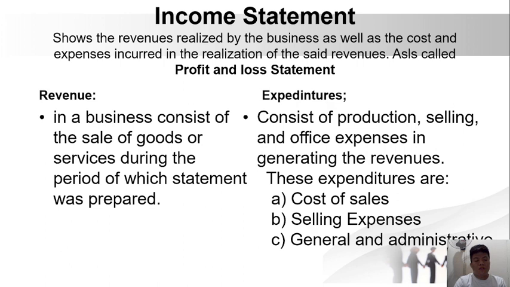The income statement shows the revenues realized by the business as well as the costs and expenses incurred in the realization of the said revenues. It is also called the profit and loss statement. Revenue in a business consists of the sales of goods and services during the period for which the statement was prepared. Expenditures consist of production, selling, and office expenses in generating the revenues. These expenditures are cost of sales, sales expenses, and general and administrative expenses.